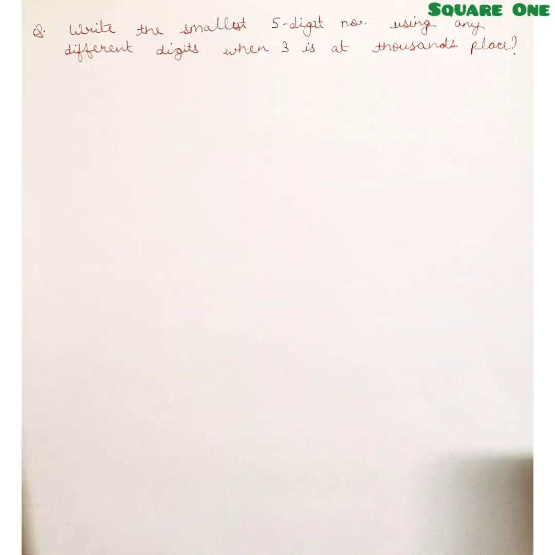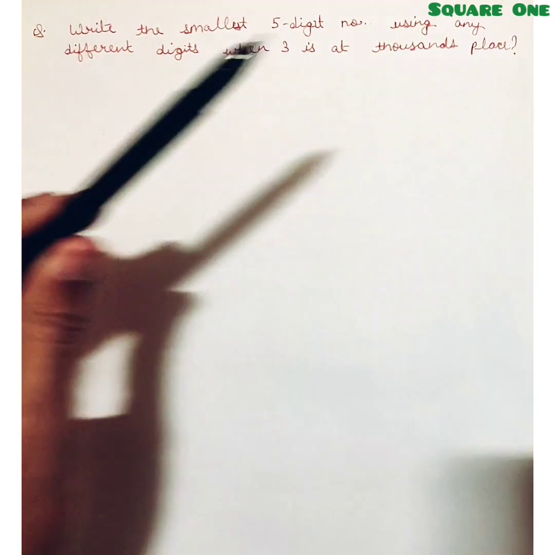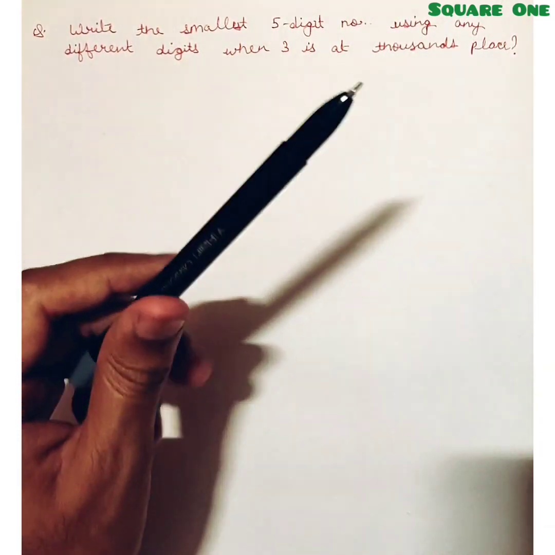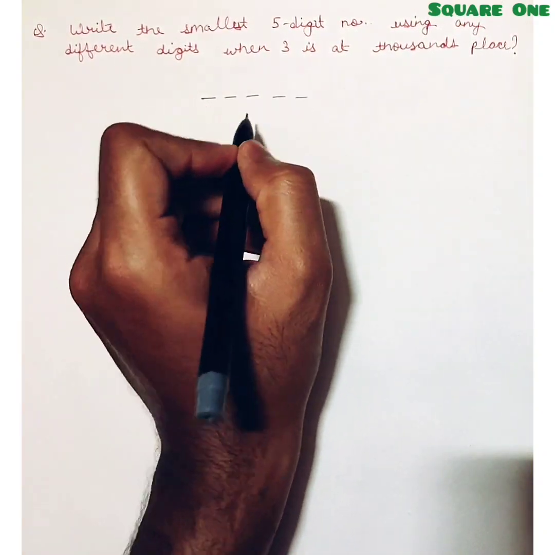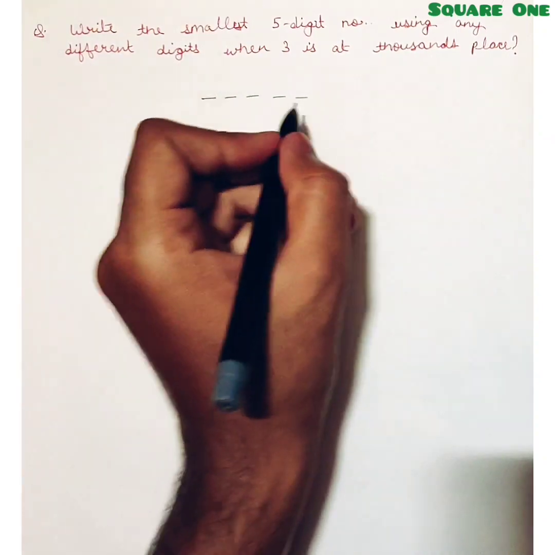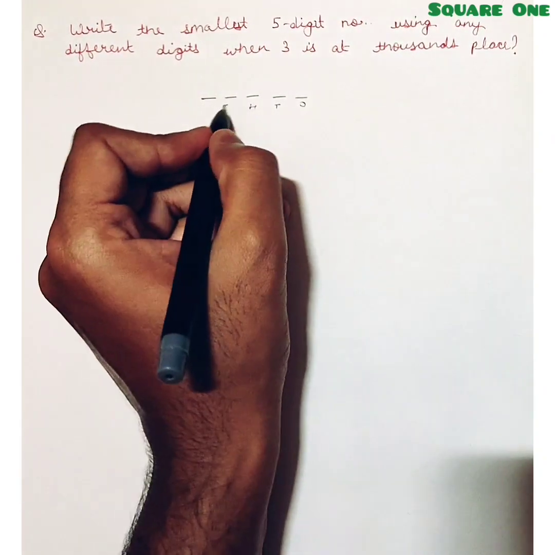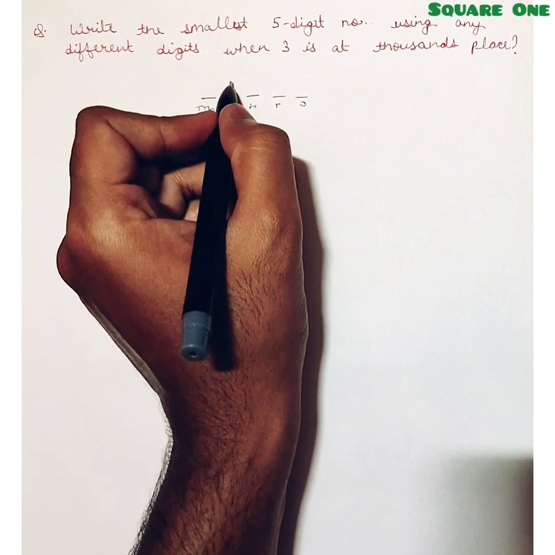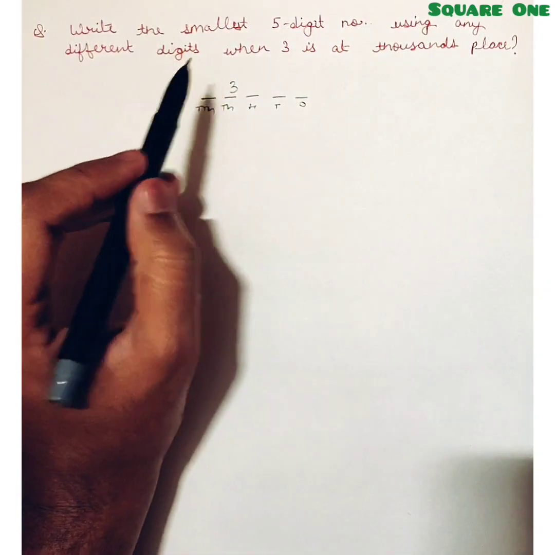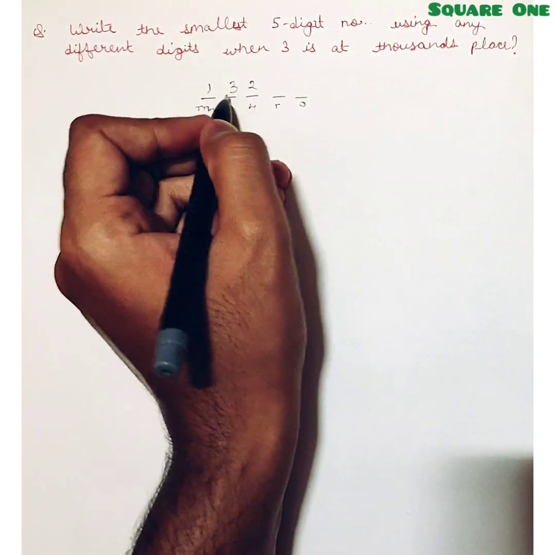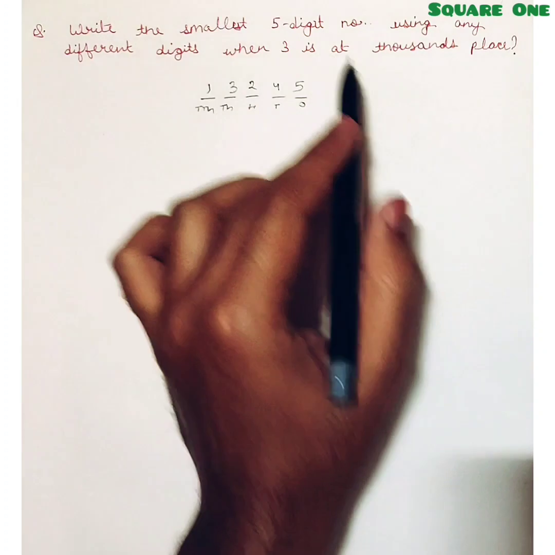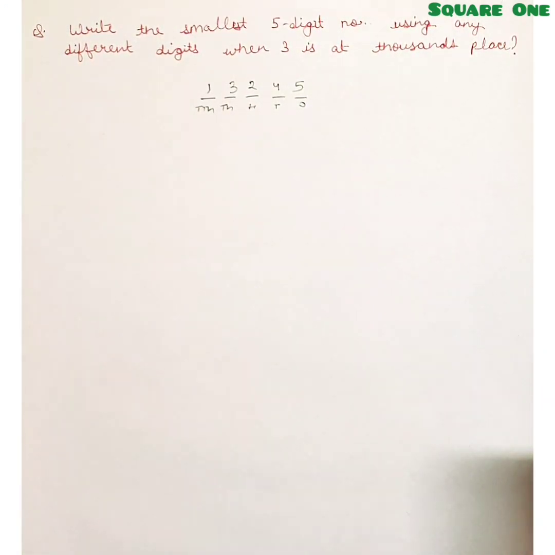Now let us see one more question. Write the smallest 5-digit number using any different digits when 3 is at thousands place. I have to write a 5-digit number. Okay. 3 is at thousands place. Ones, tens, hundreds, thousands and ten thousands. I have to write the smallest number using any different digits. The digits that I will use will be 1, 2, 3 I have used, then 4 and 5. This is the only combination that can form the smallest 5-digit number. Okay, using different digits.